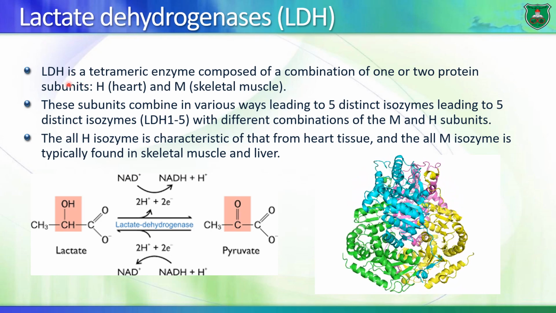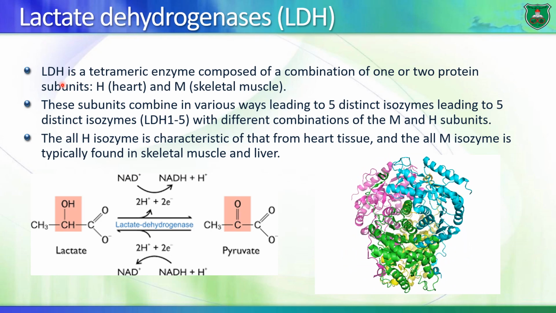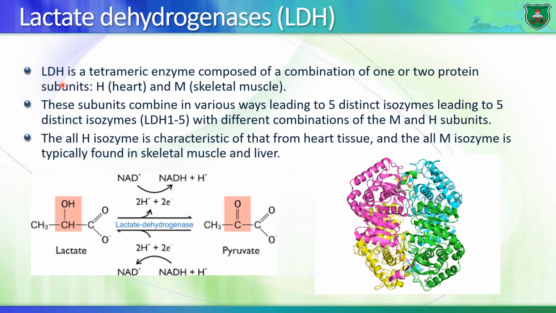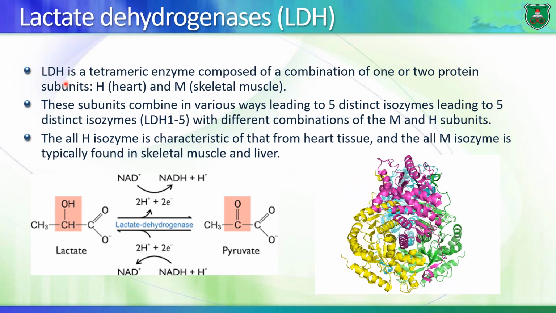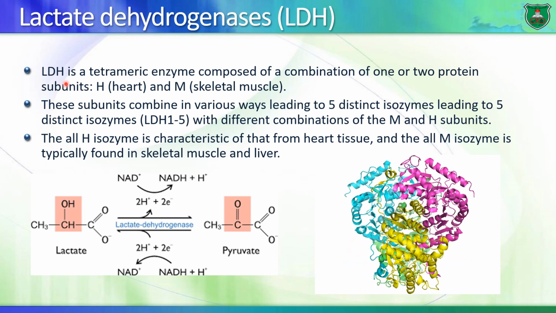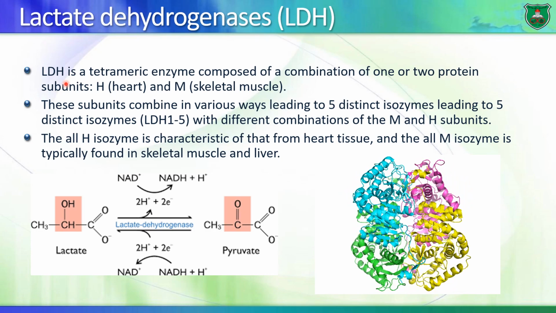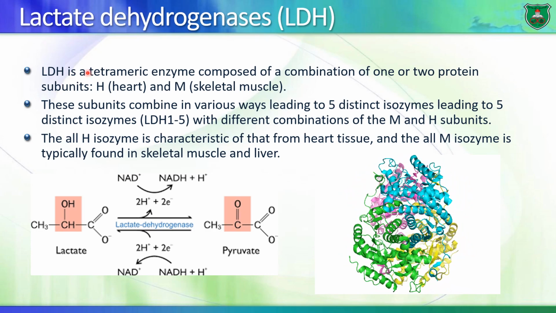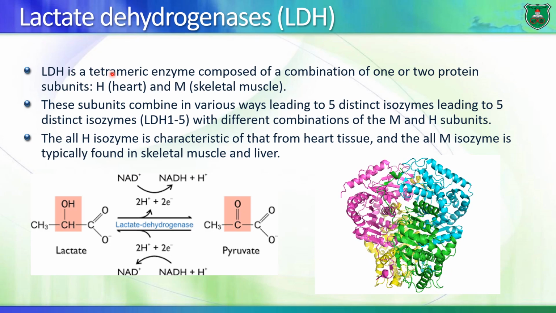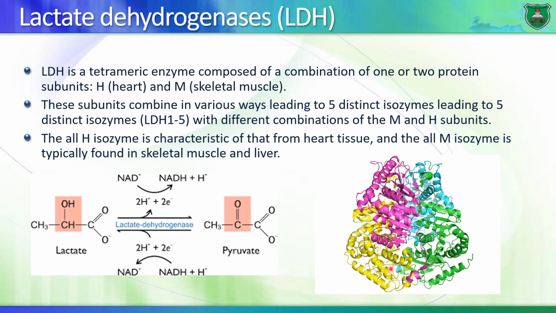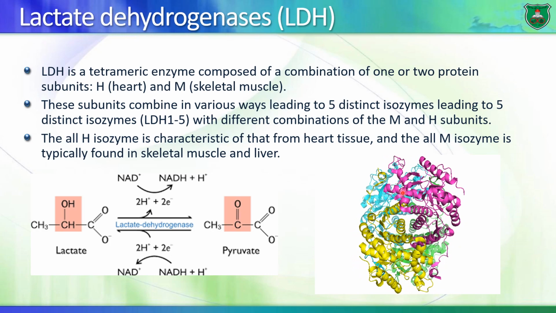Lactate dehydrogenase, LDH, is not really a single enzyme. It is actually 5 different enzymes. All of them are tetrameric, so they are composed of 4 subunits, as you can see in here. So that's how it looks like.